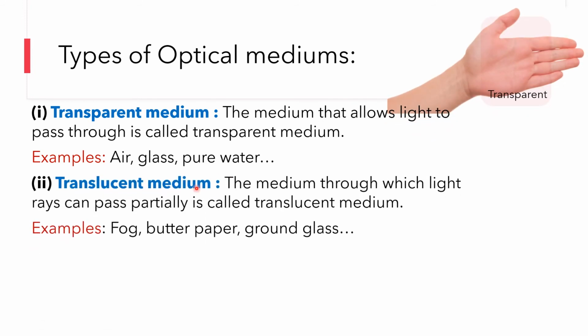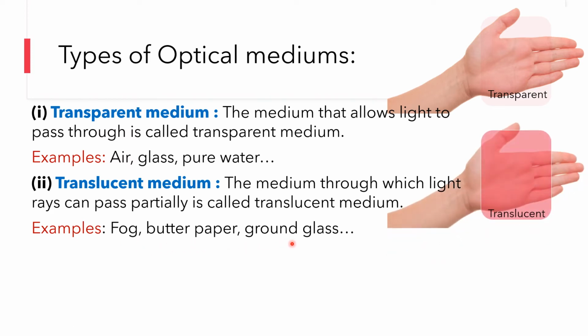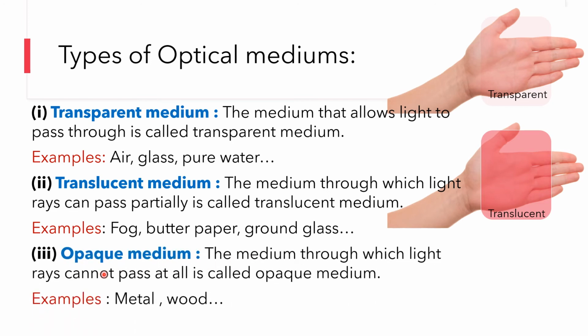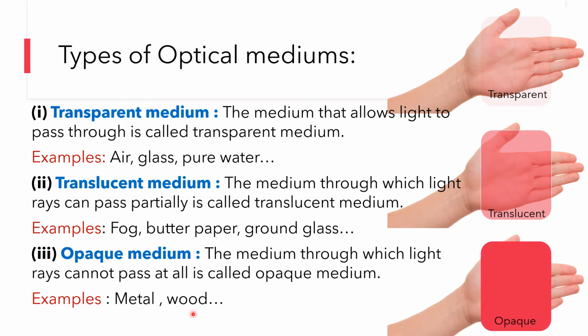The second medium is translucent medium. The translucent medium is the medium through which light rays can pass partially. Example, fog, butter paper, ground glass, etc. The third medium is the opaque medium. Opaque medium means the medium through which light rays cannot pass at all. Example, metal, wood, etc.